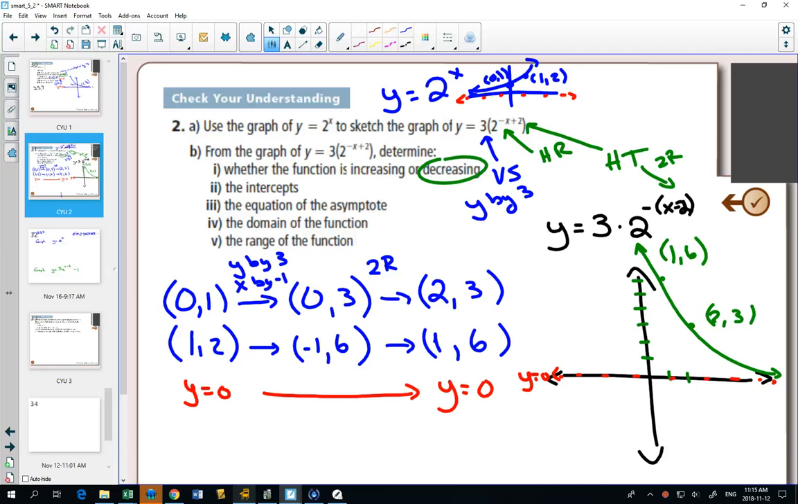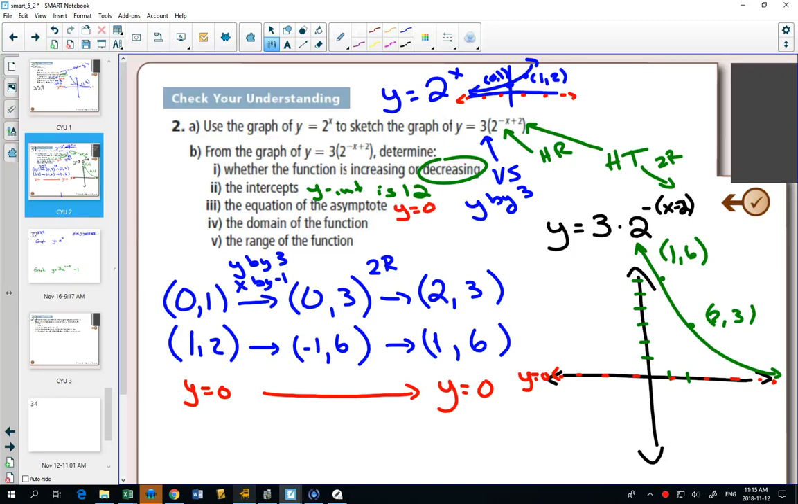What is the intercept? Well, how do we find a y-intercept? It doesn't show up on my graph, but how would you find a y-intercept if you don't have it on your graph? Calculate it with plugging in. Plug in 0 for x. Can you see if I put 0 in for x, I'd have 2 squared, 4 times 3 is 12. The y-intercept is at 12. Put 0 in for x. 2 squared is 4 times 3. Yeah, good.